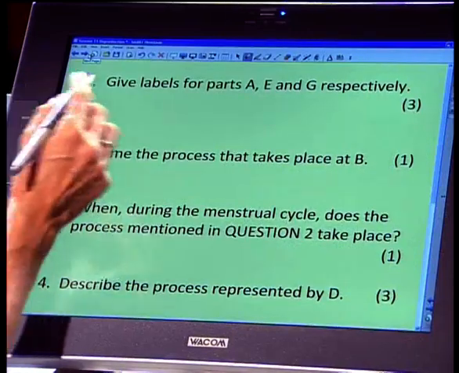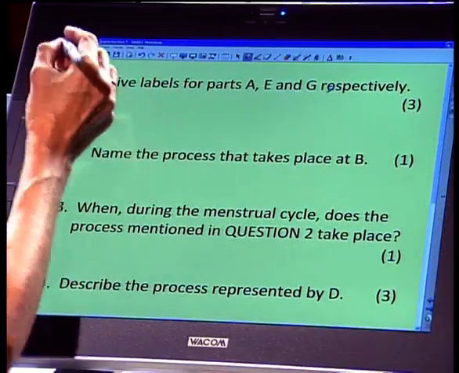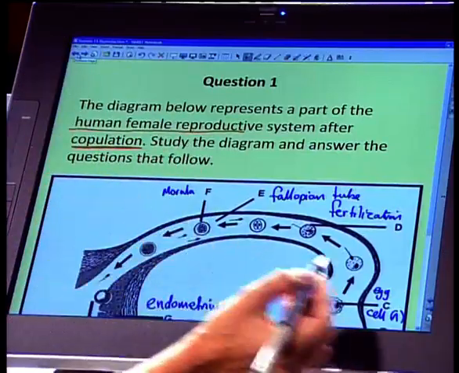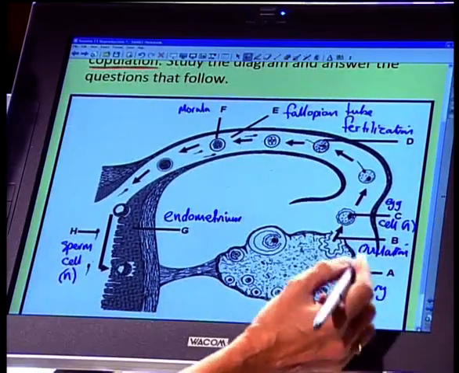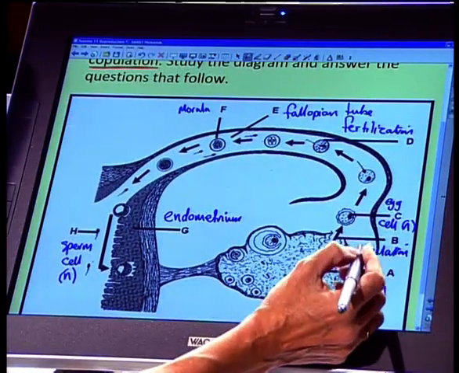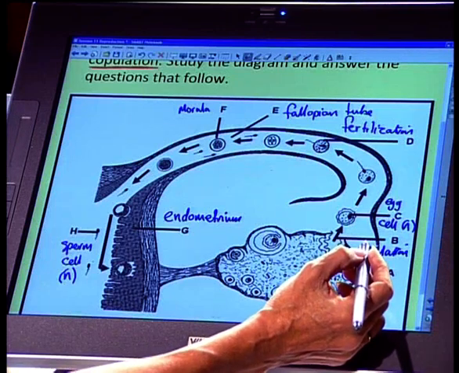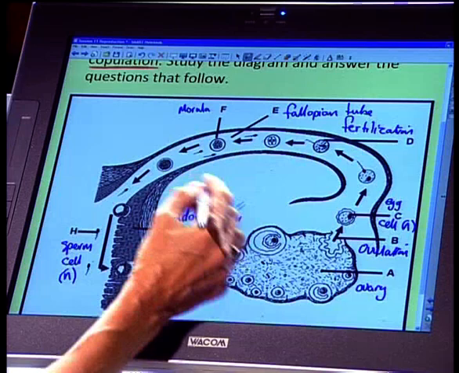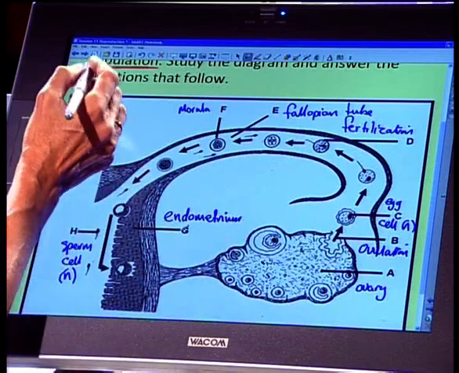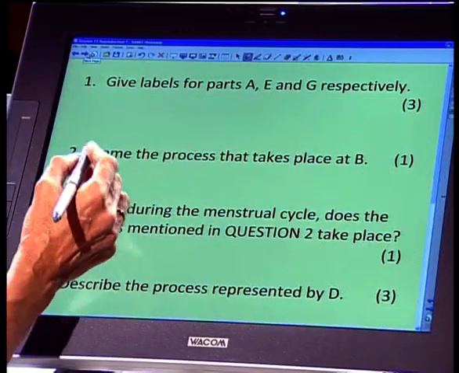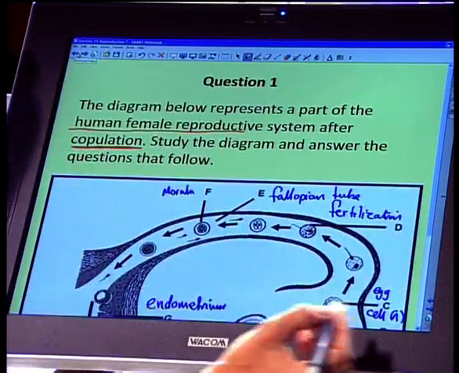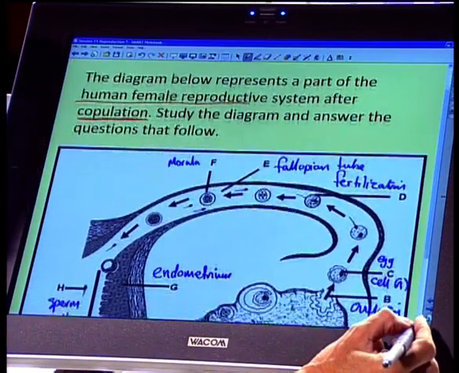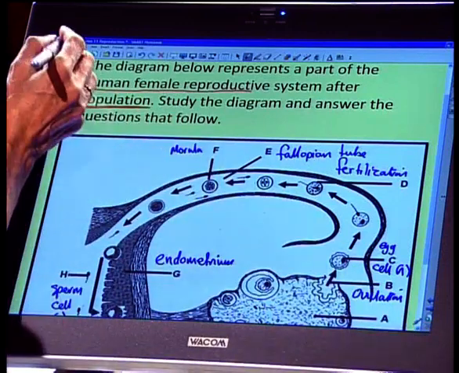So first question, give the labels for A, E, and G. Well, we did that. A is going to be the ovary. B would be ovulation. And G is the endometrium. All right. Name the process that takes place in B. It's ovulation.